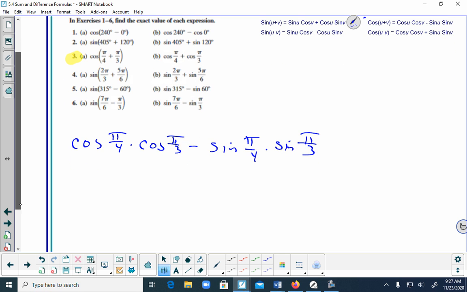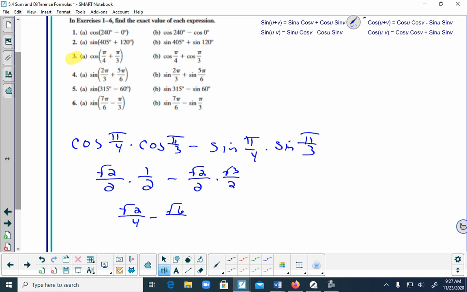So when I do that, I'm going to say the cosine of pi over 4 is the square root of 2 over 2. The cosine of pi over 3 is 1/2, minus the sine of pi over 4 is the square root of 2 over 2. The sine of pi over 3 is the square root of 3 over 2. So when I do this, I'm going to have the square root of 2 over 4 minus the square root of 6 over 4. So that'll be the square root of 2 minus the square root of 6 all over 4. So that was 3a.